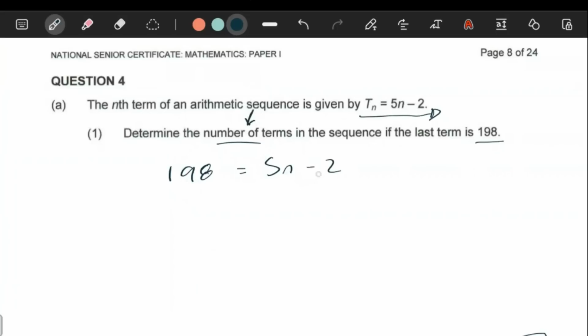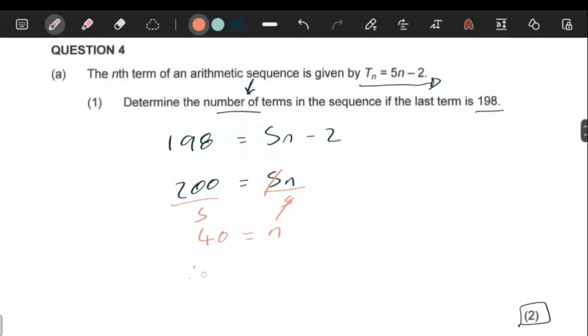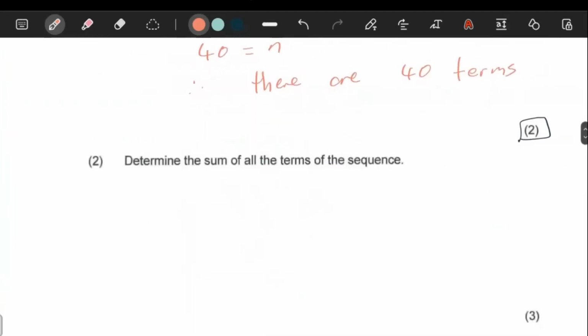This can go over, it's a plus, so it's going to give you 200. Divide everything by 5. 200 divided by 5 is 40. Therefore, there are 40 terms.